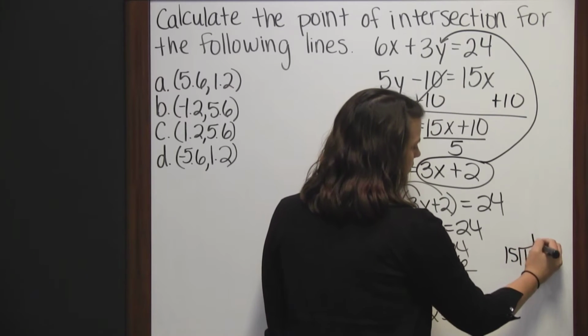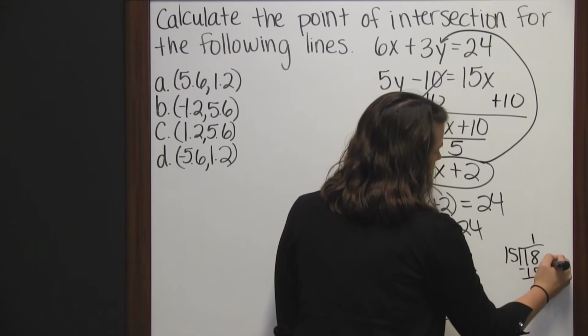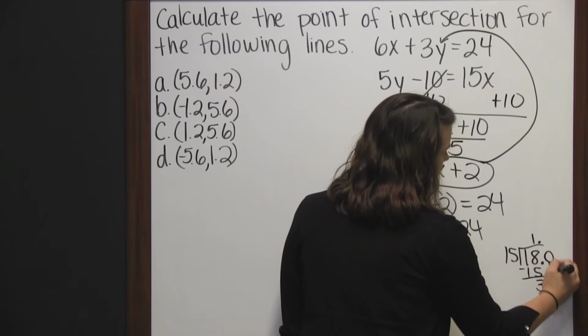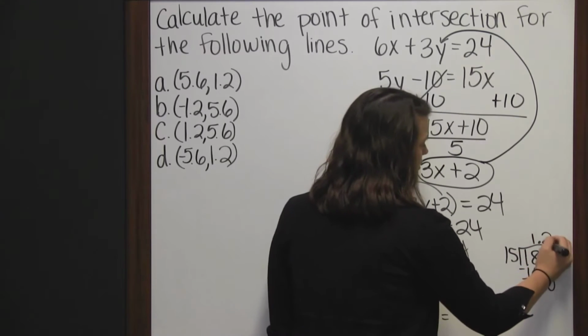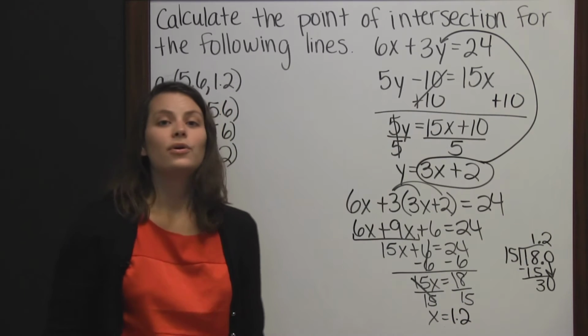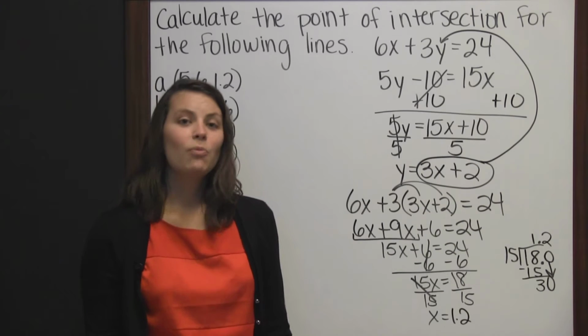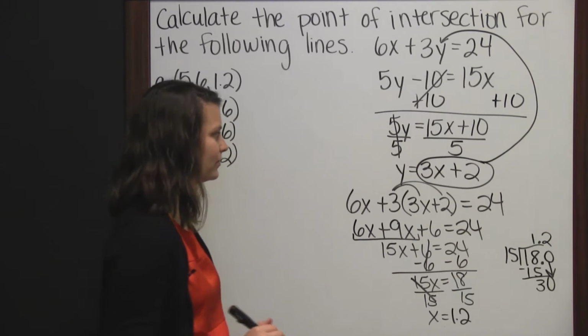15 goes into 18 one time. That's 15. Subtract and you get 3. Add a decimal and a 0. Bring it down. And 15 goes into 30 two times. So 1 2/10. Now we're halfway there. And once you find x, it actually gets a whole lot easier to find y.